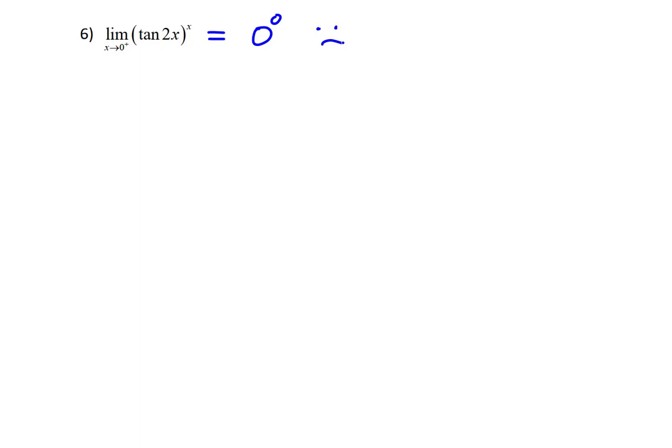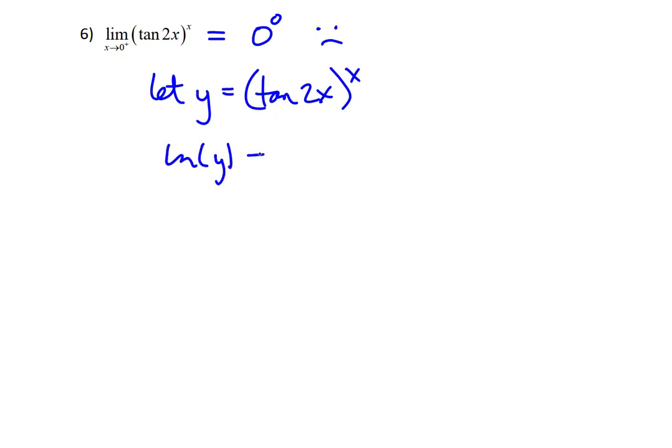But let's start by saying this. Let's go ahead and let y equal tangent of 2x all to the x. So that's just the original expression we were giving here. We're just going to set y equal to that for a second for convenience here. Then we're going to take the natural log of both sides of this equation. Now you may be saying, well, why are we doing that?